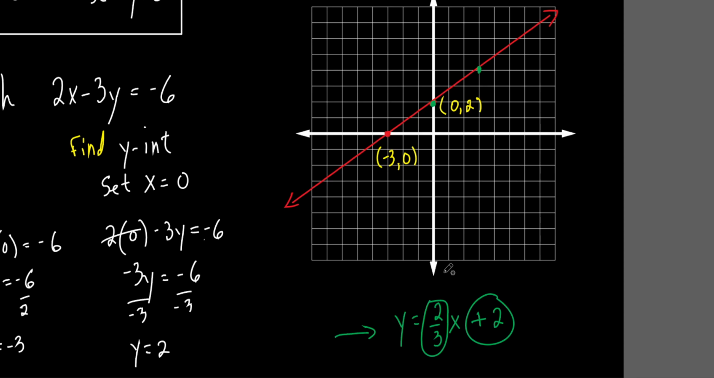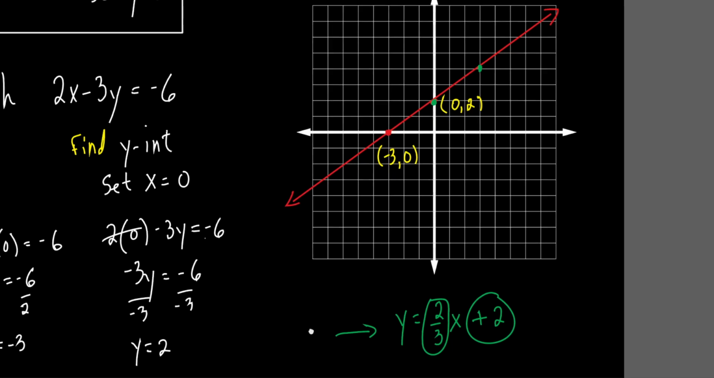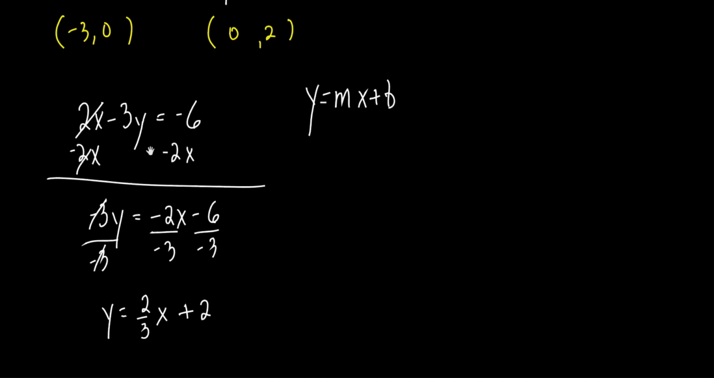But on a quiz or a test, I might say, graph it using x and y intercepts. So I've got to see that you got the right intercepts. Or I might say, graph it using slope-intercept form. And what would you have to do? You've got to put it in slope-intercept form. So you would have to go through this, get y by itself, and then you would graph it from here. Does that make sense?